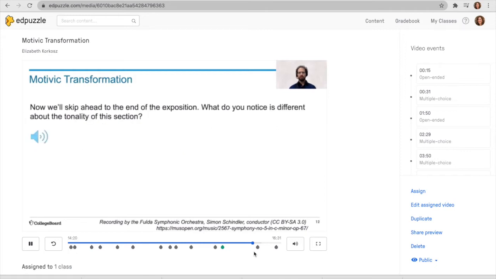All right, so we're going to skip ahead a little bit to the end of the exposition. As much as I'd love to listen to all of this with you, I want you to pay attention now to this little excerpt that we're going to hear, and what do you notice is different about the tonality of this section?